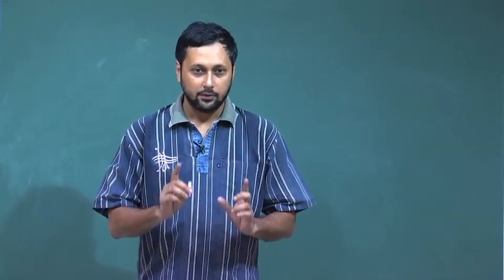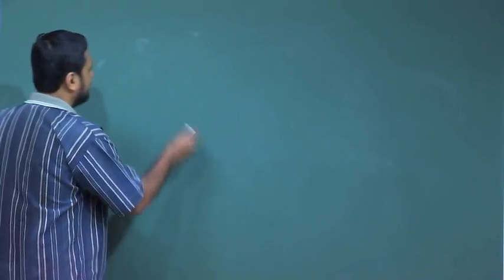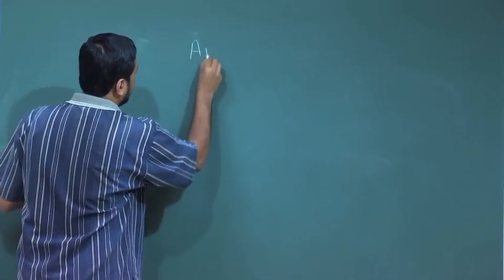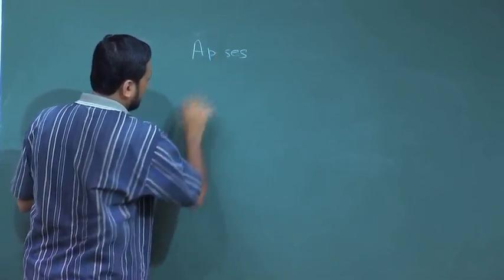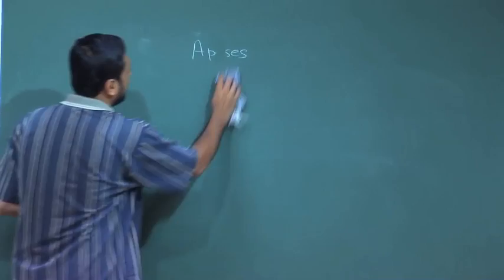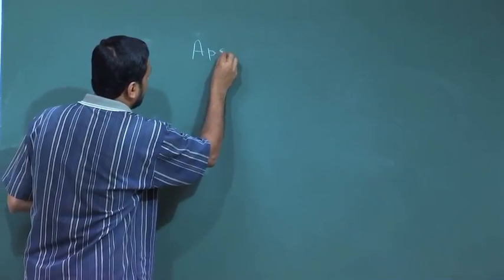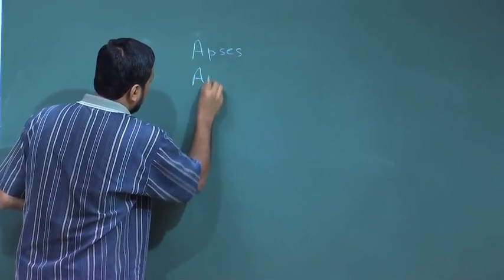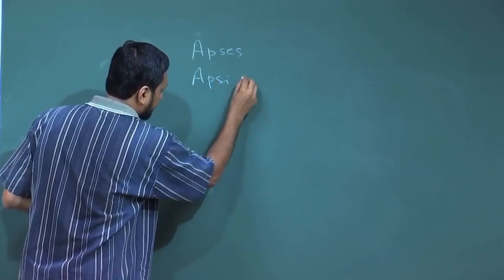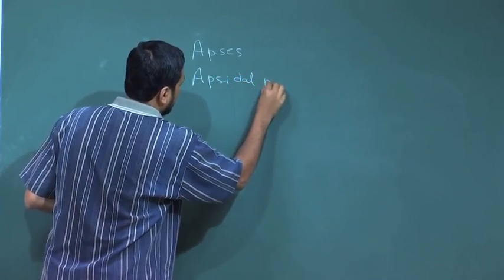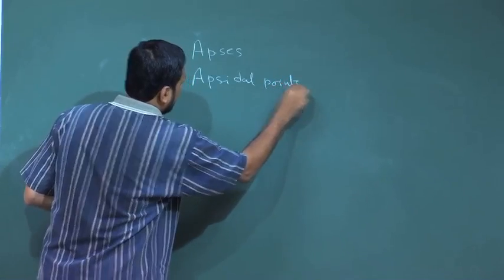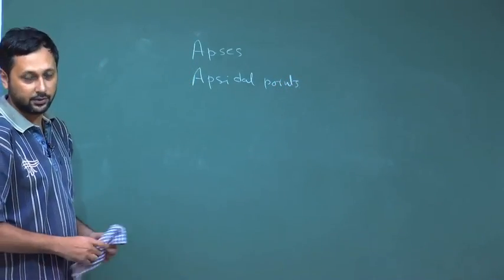So, we continue our discussion on apsidal points. First of all, let me correct a spelling mistake. I wrote apices, actually it will be abscess, not apices. So, instead of apicidal point, we call it apsidal points, but the spelling for apogee and perigee was correct.